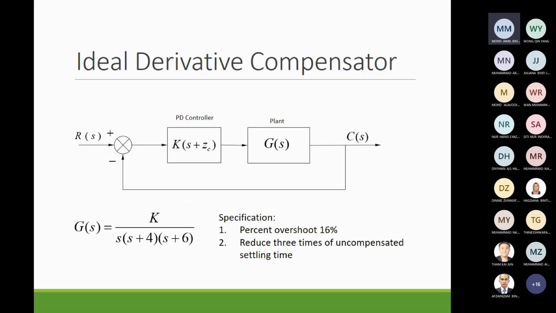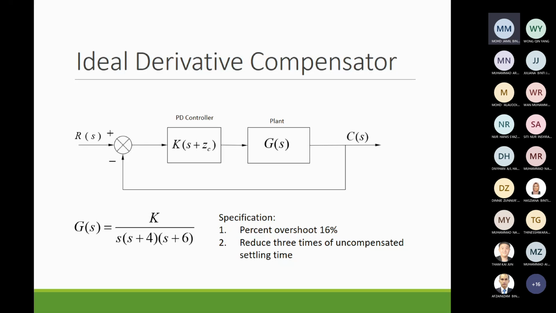Okay, now we move on to the second type of compensator, which is the derivative compensator. The previous example was about the integral compensator and lag compensator. Now it's the second type, the derivative compensator. The purpose of the derivative compensator is to reduce the settling time while maintaining the same overshoot and also the same steady state error.